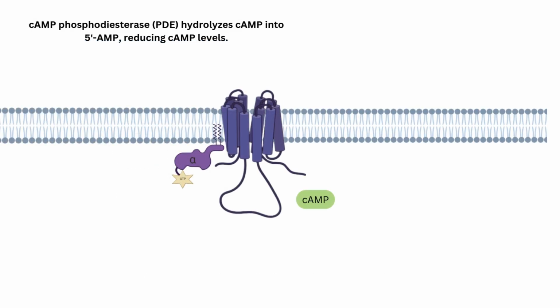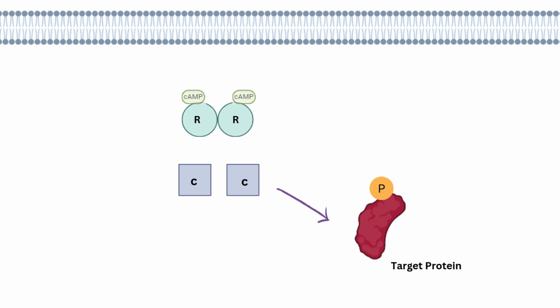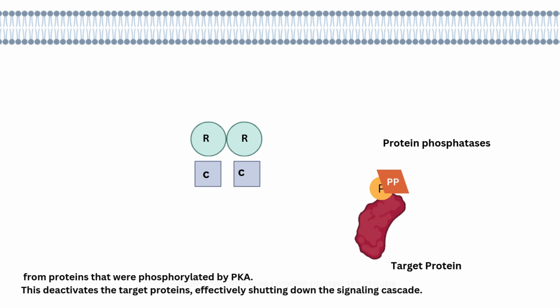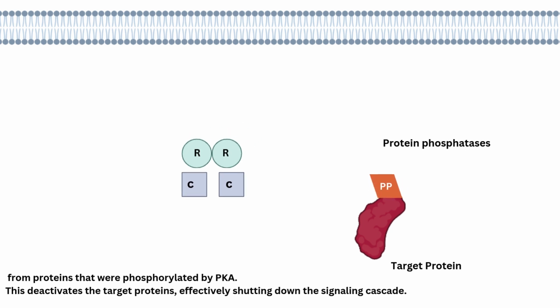cAMP phosphodiesterase, PDE, hydrolyzes cAMP into 5'-AMP, reducing cAMP levels. Protein phosphatases remove phosphate groups from proteins that were phosphorylated by PKA. This deactivates the target proteins, effectively shutting down the signaling cascade.